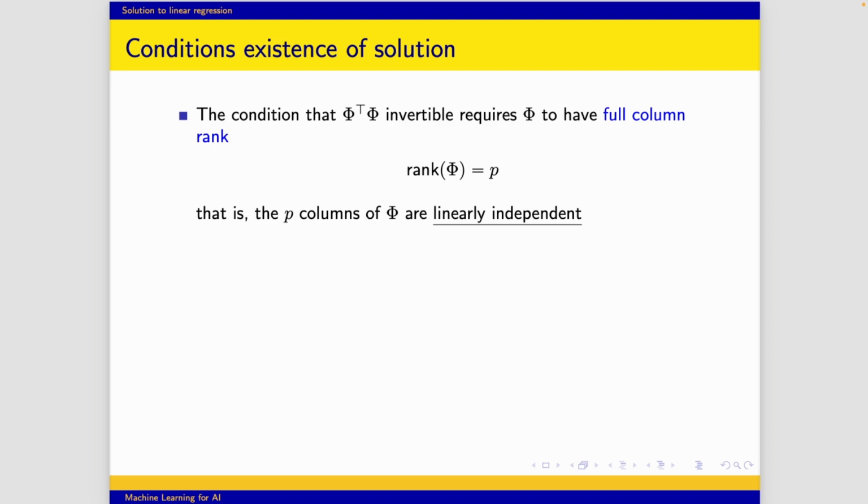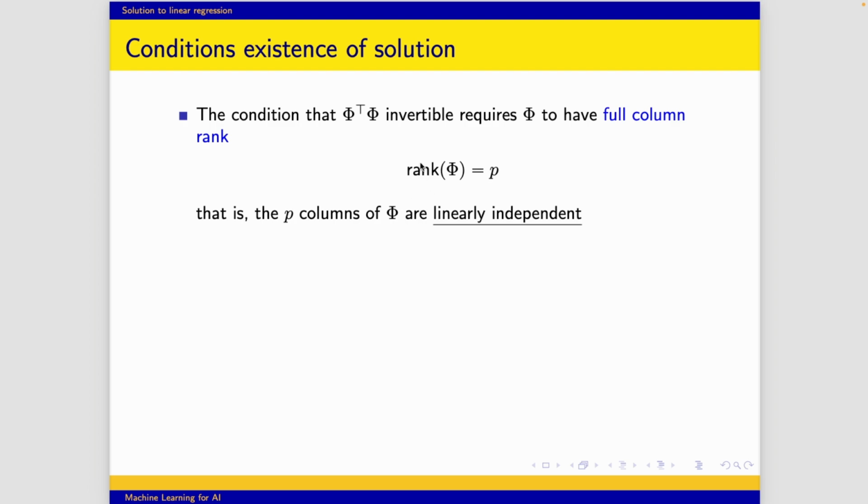So our solution, which is via a Moore-Penrose pseudo-inverse, contains this matrix here. In particular, it contains the inverse of this matrix. So if we want a solution to exist, a unique solution, then we need this matrix to be invertible. And what does that require?